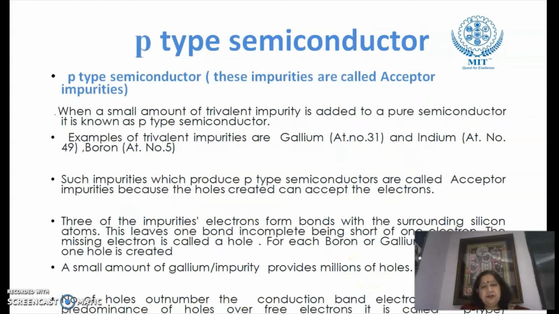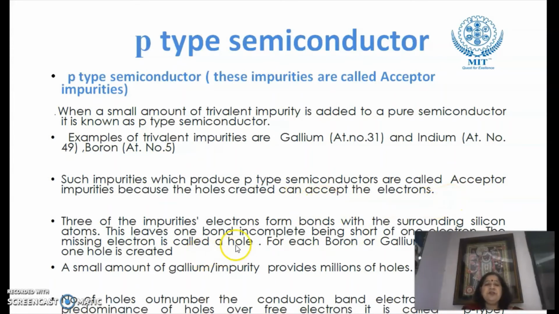A p-type semiconductor is called an acceptor impurity semiconductor. It is created by the addition of a trivalent impurity. Examples are gallium, atomic number 31, indium, atomic number 49, and boron, atomic number 5. Gallium has 2, 8, 18, and 3 electrons in its outermost orbit. Similarly for indium also, there will be 3 electrons in its outermost orbit. Such impurities which produce p-type semiconductors are called acceptor impurities because the holes created can accept the free electrons.